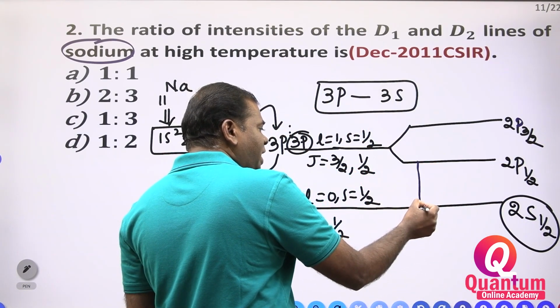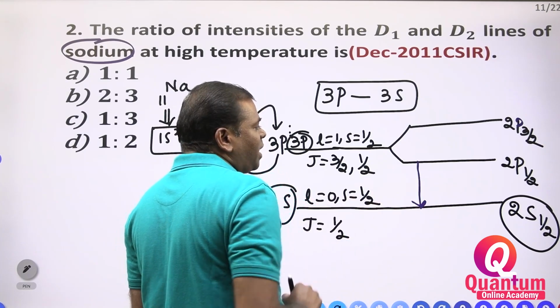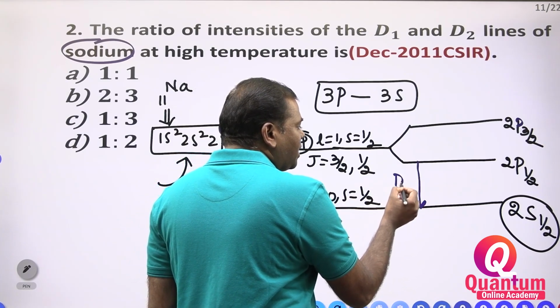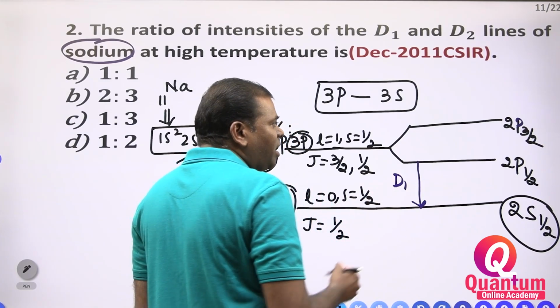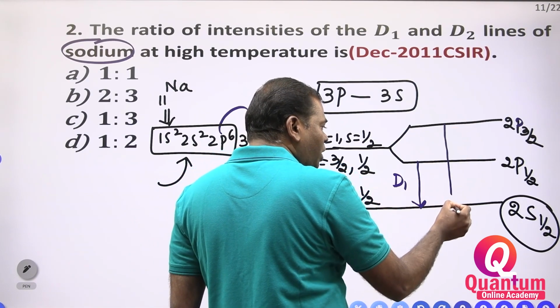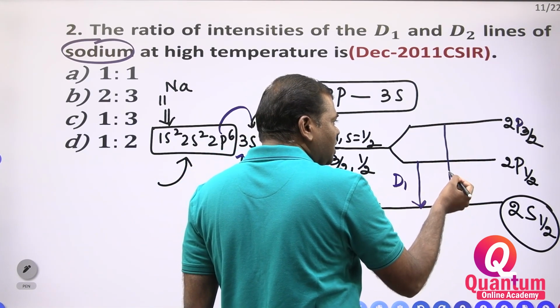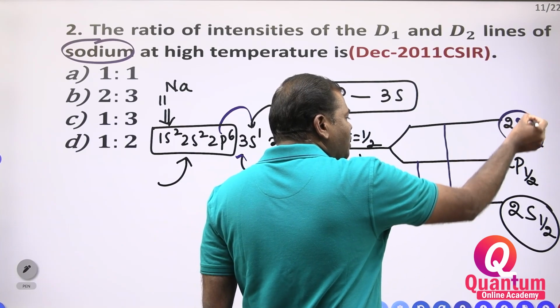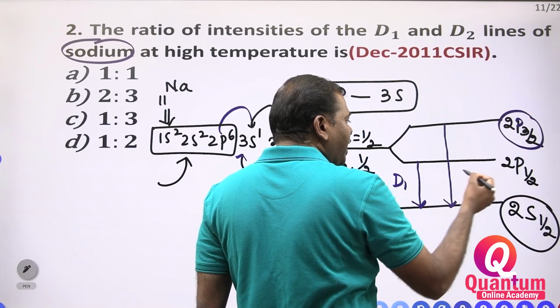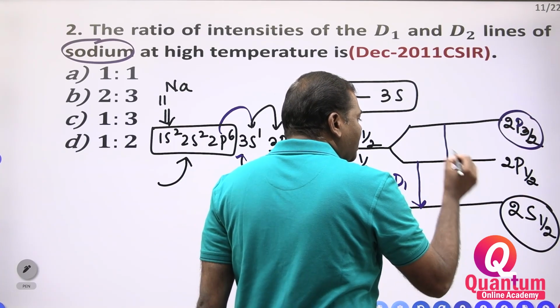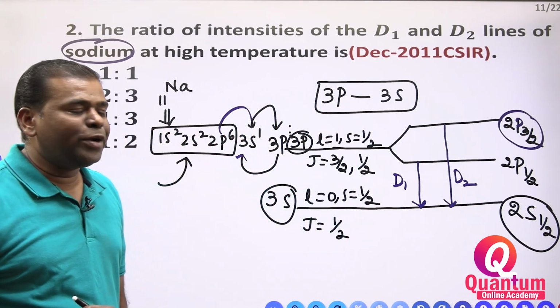That is the 2p 1/2 to 2s 1/2 transition, which we call the D1 transition. There is one more transition: 2p 3/2 to 2s 1/2. That transition we call the D2 transition.